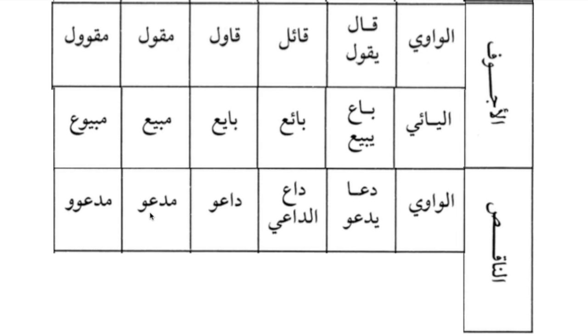So mad'un, the ism maf'ul will be mad'u. Mad'u, the original is mad'uwun. Originally it is almost the same, but what happens is we just give shadda here instead of two vowels, so one of the vowels is taken off and we just give shadda.